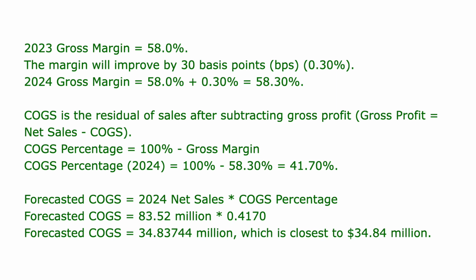2024 gross margin: 58.30%, improved by 30 basis points from 2023. 2024 COGS percentage: 41.70%, calculated as 100% minus 58.30%. Forecasted COGS for 2024: $34.84 million, based on 2024 net sales of $83.52 million and COGS percentage of 41.70%.